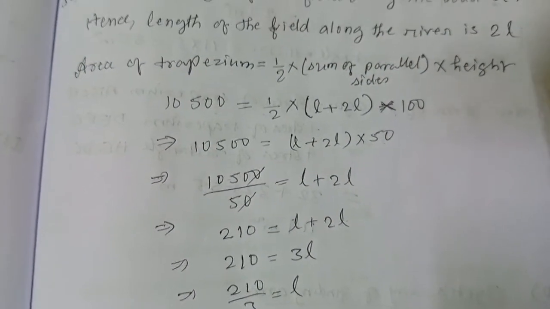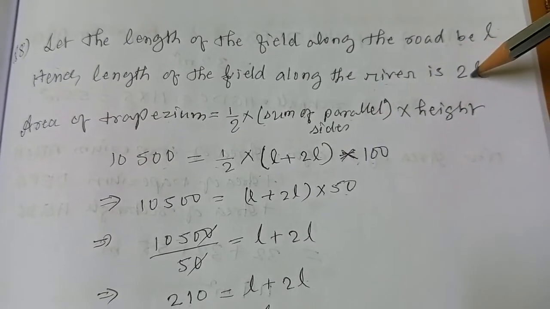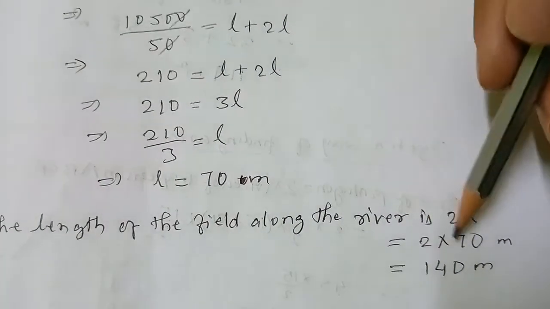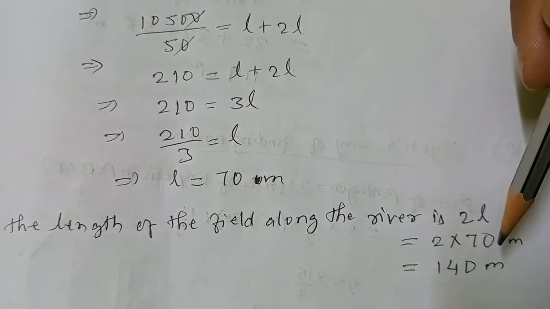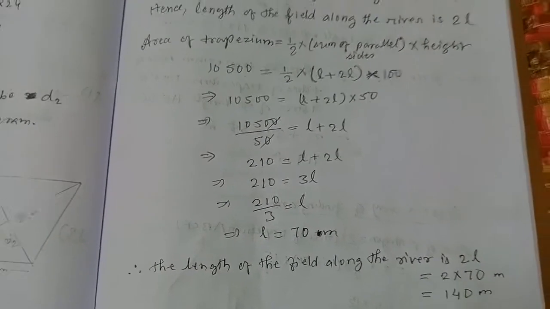But now you have to find the length of the river side. What is the length of the river side? It is 2L. So the length of the field along the river is 2L, that means 2 into 70, it is 140 meter. So this is the solution of the question. It is also a good question. Understood?